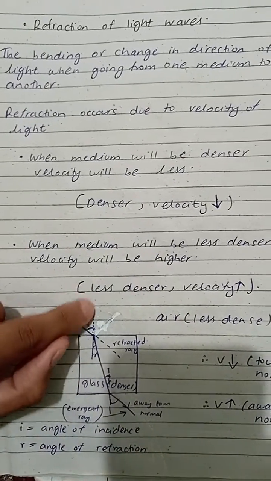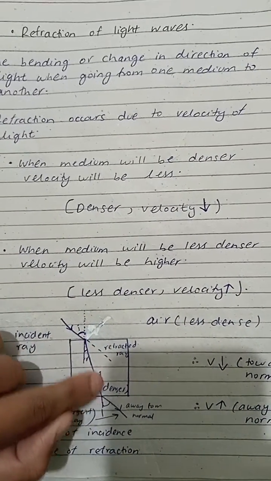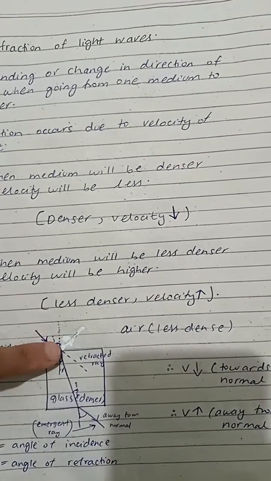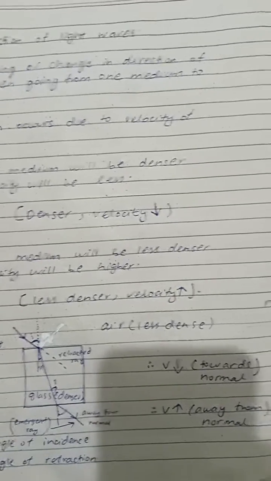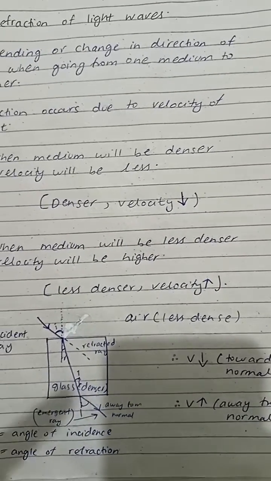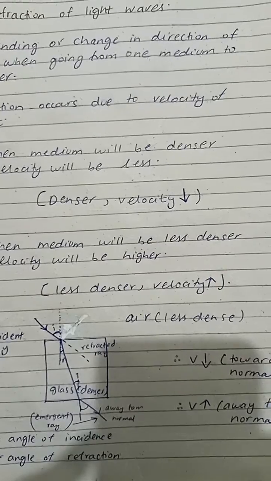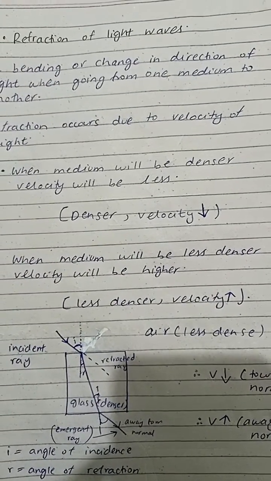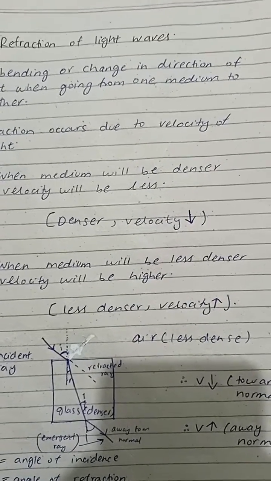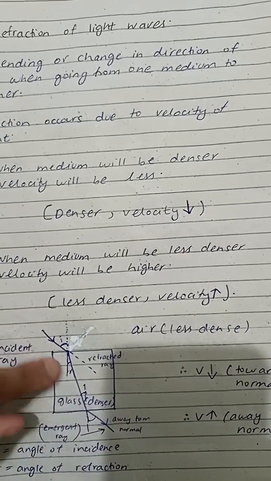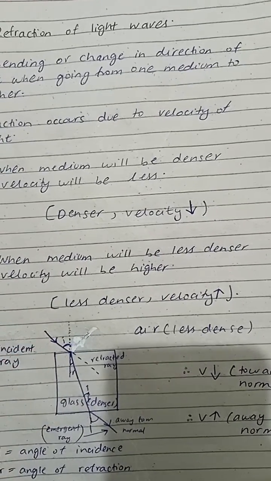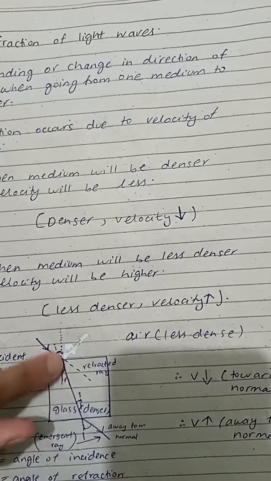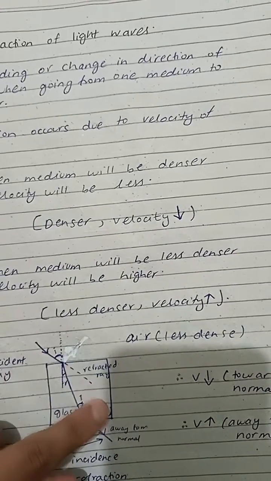So the incident ray is plotted here, and then it will be refracted. How do we know whether it will be refracted towards the normal or away from the normal? Towards the normal is always when there is less velocity, which means the medium is denser. When the material is denser than the one it's coming from, like coming from air into glass, which is denser, then it will bend towards the normal. Otherwise it will go the other way.